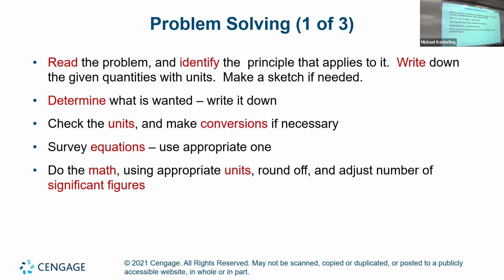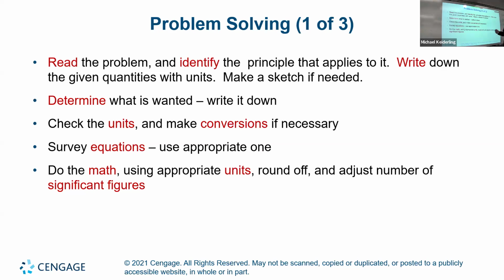Then we can survey the equations and figure out the appropriate one. If you've written down what you know and what you're looking for, often the equation that you want will be the one that contains what you know and what you're looking for and nothing else. So that can help you figure out what the right equation is.